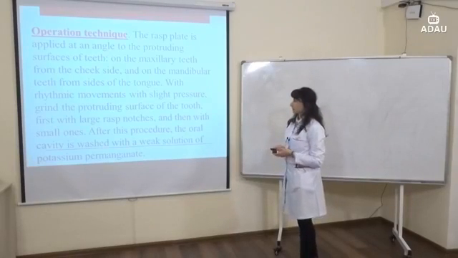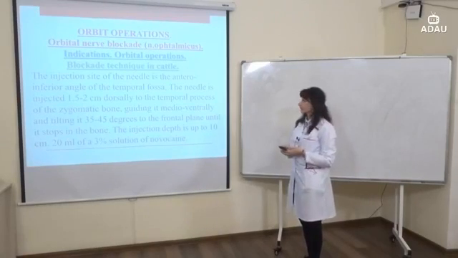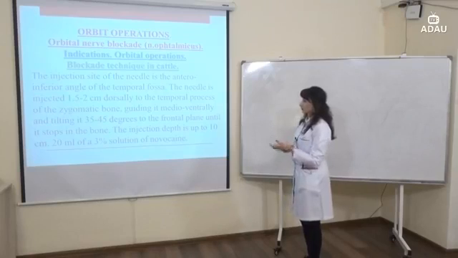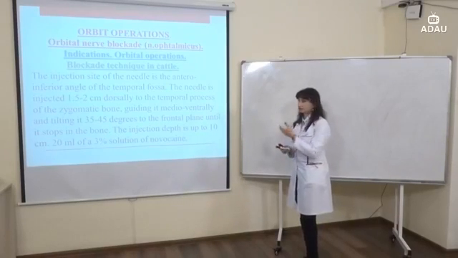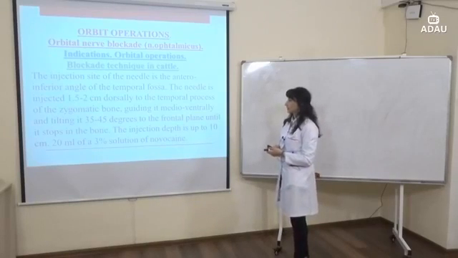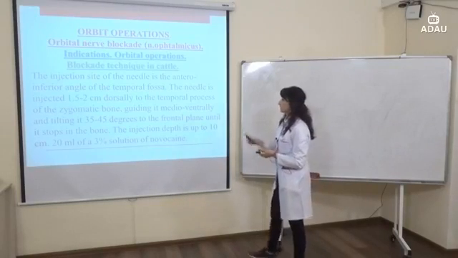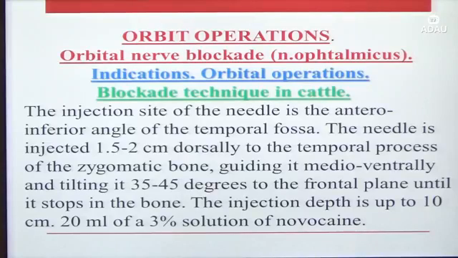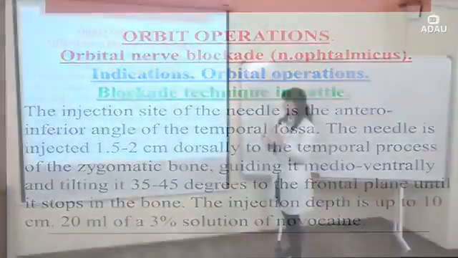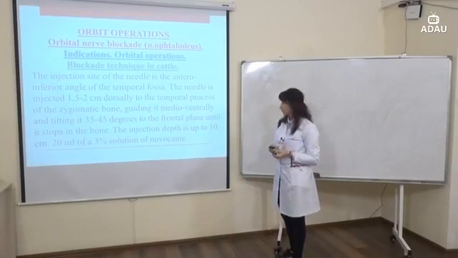After this procedure, about orbit operations, orbital nerve blockade. For the eye orbital operations, the blockade technique in cattle: it is injected 1.5 or 2 centimeters dorsally to the temporal process of the zygomatic bone, and we use an injection needle of 10 centimeters, 20 milliliters of 3% Novocaine solution of the orbit.